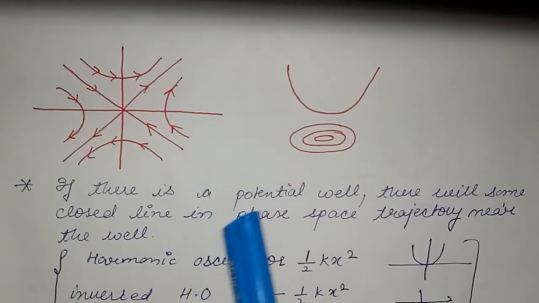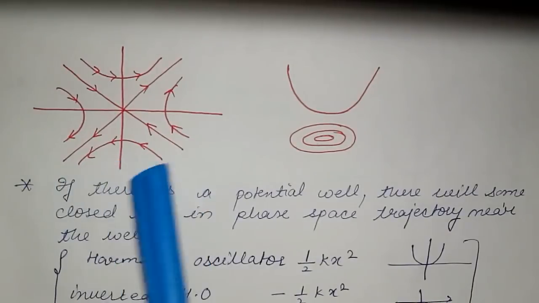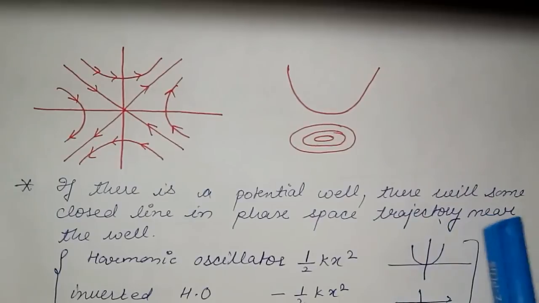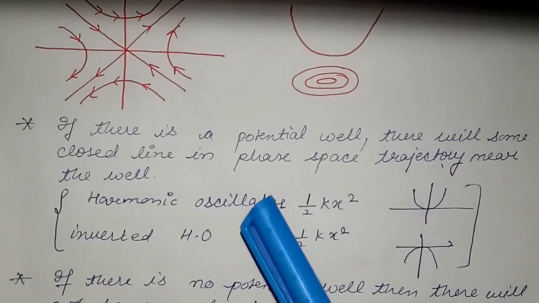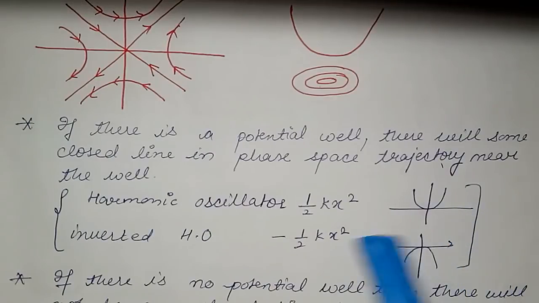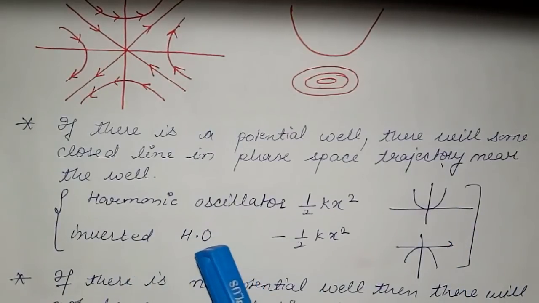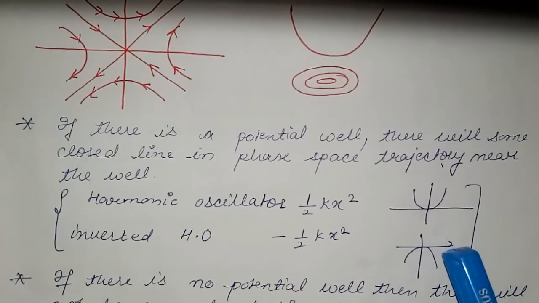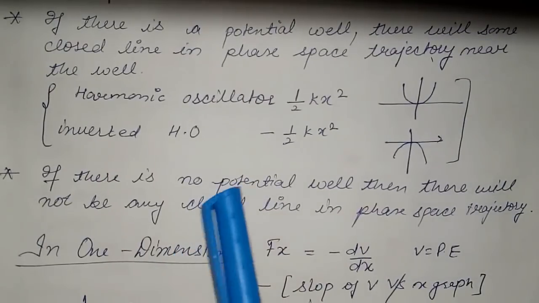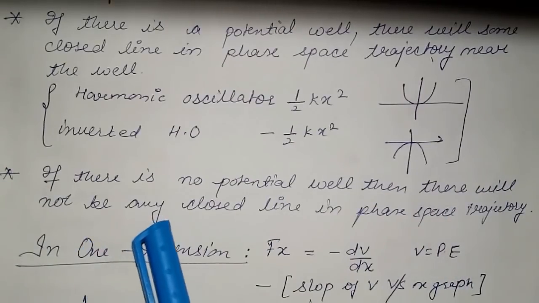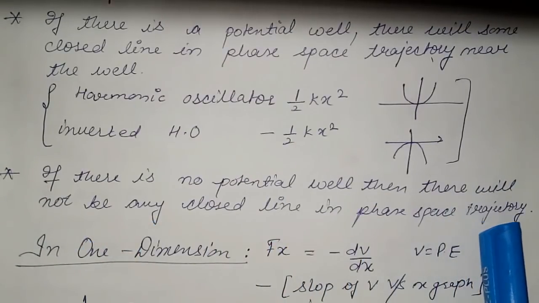And if there is a potential well, there will be some closed line phase space trajectory near the wells. Harmonic oscillator, half kx square, looks like that, and inverted harmonic oscillator, minus half kx square, will turn into the negative side. And if there is no potential well, then there will not be any closed line in the phase space trajectory.